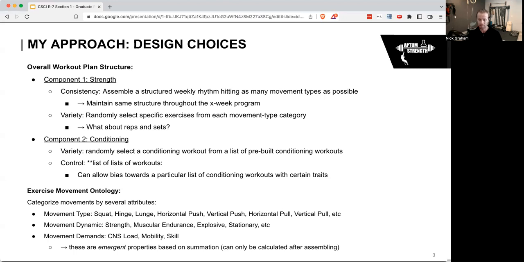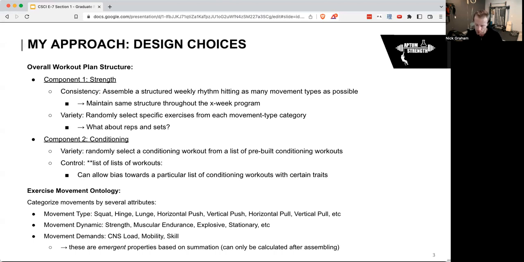The mobility demands of the exercise. Something like a bench press doesn't really have robust mobility demands. Something like an Olympic movement like a snatch does have very high mobility demands. And then skill. Something like running doesn't really require a ton of skill. Something like doing a gymnastics movement like a muscle up does require skill. So I built out a library where I categorized a number of movements across all three of these domains.